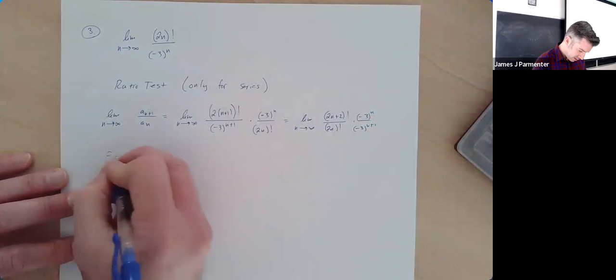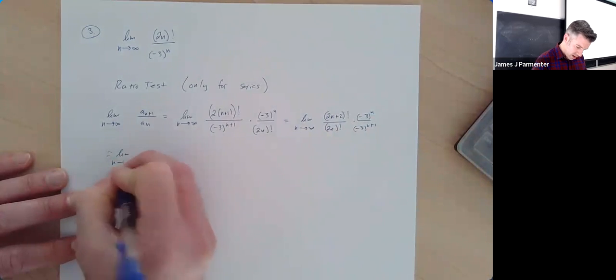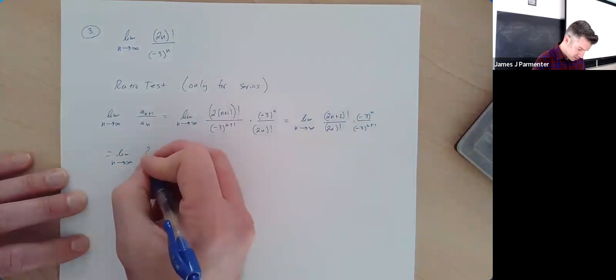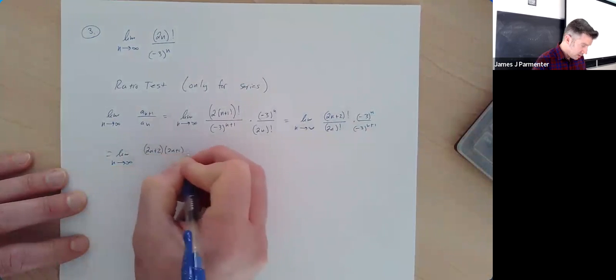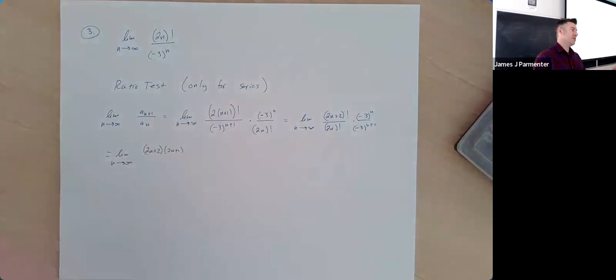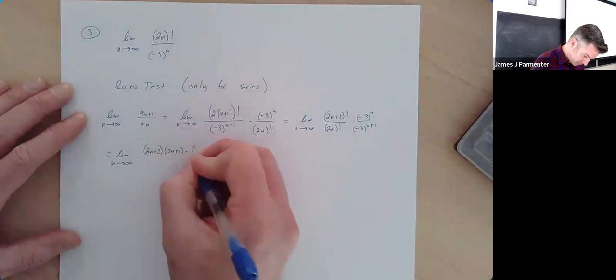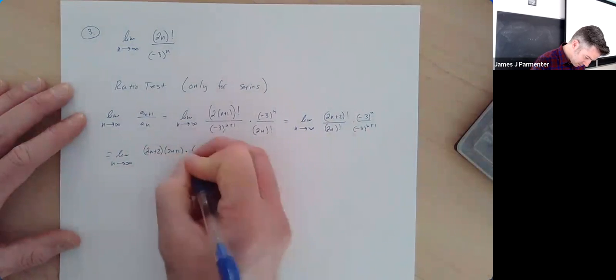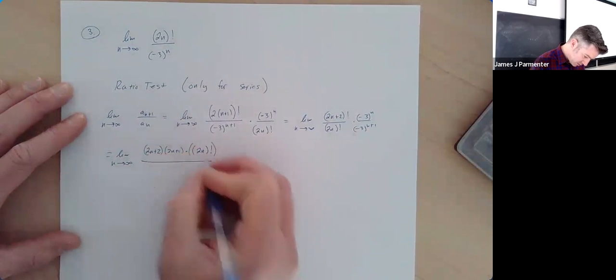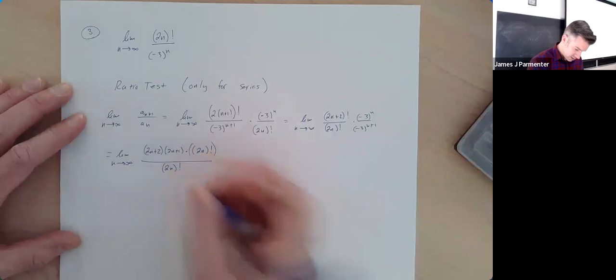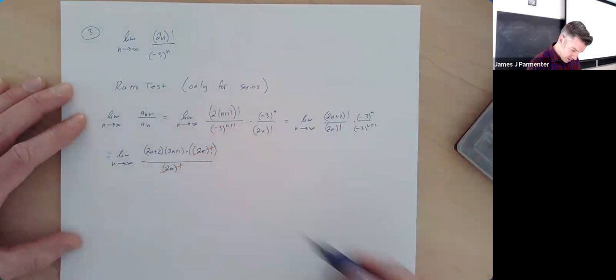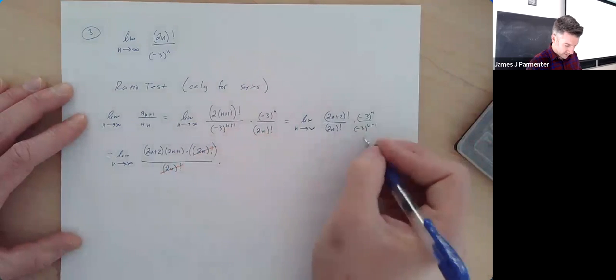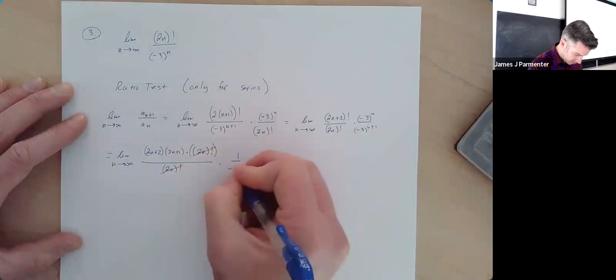Simplify it a bit. Limit as n goes to infinity of, let's see, (2n+2)! is (2n+2) times (2n+1) times 2n times (2n-1) times (2n-2) and so on, which is just your (2n)!, over (2n)!. And those are going to cancel each other out. And then (-3)^n over (-3)^(n+1) is going to be 1 over -3.